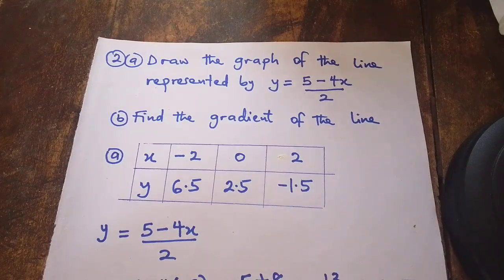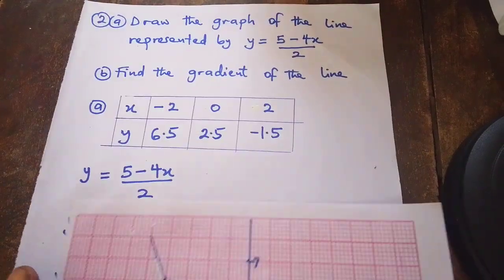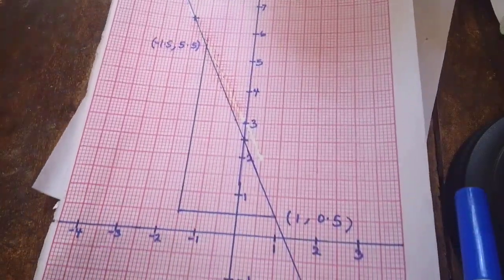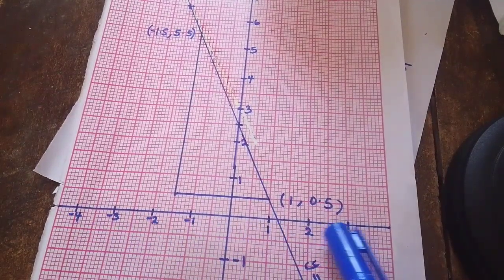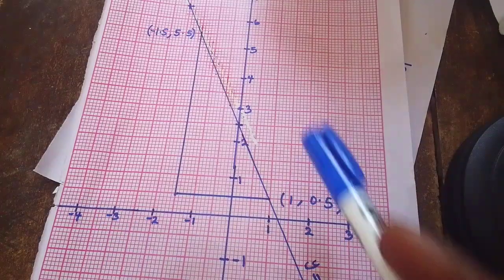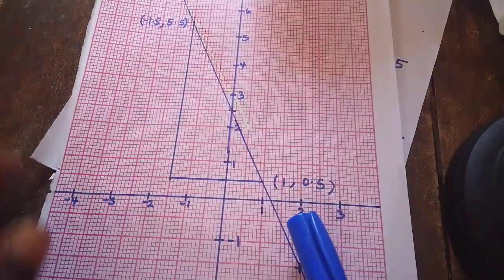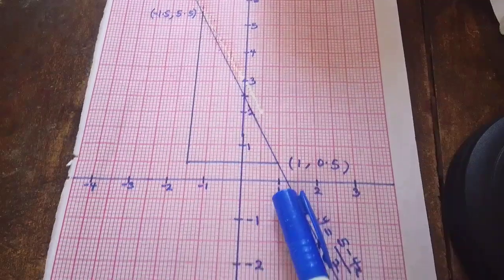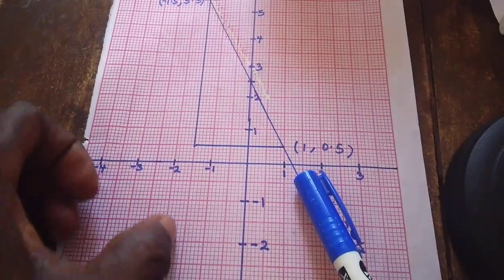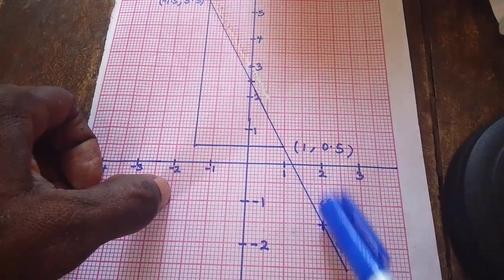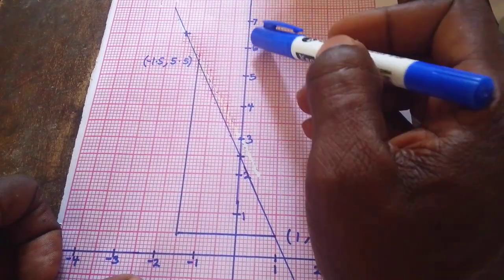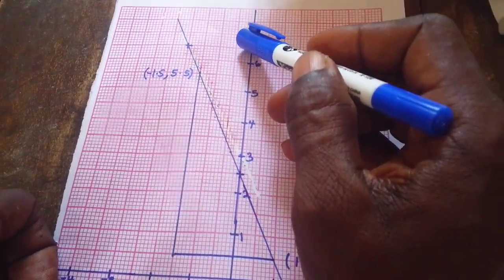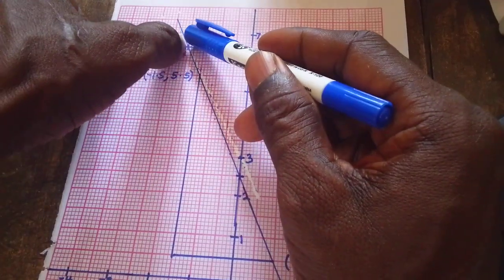So you plot your graph. This is the graph. I'm using 2 centimeters for 1 unit on the x-axis and 2 centimeters for 1 unit on the y-axis. So when x is minus 2, y is 6.5. 6.5 is in between 6 and 7. So both of them meet here.